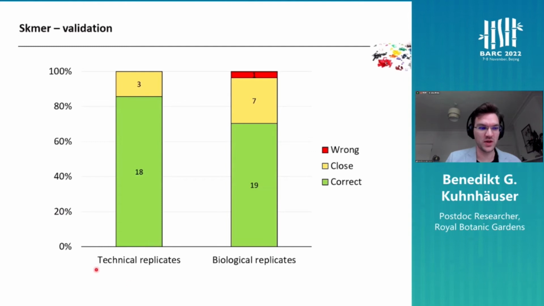Still, when you take this into account, there's high potential. So our first results show that with this method schema, for example, we can get over 80% correct identification for technical replicates, and for biological replicates over 60%. And if you include closely related species in the identification, then you get near to 100%.